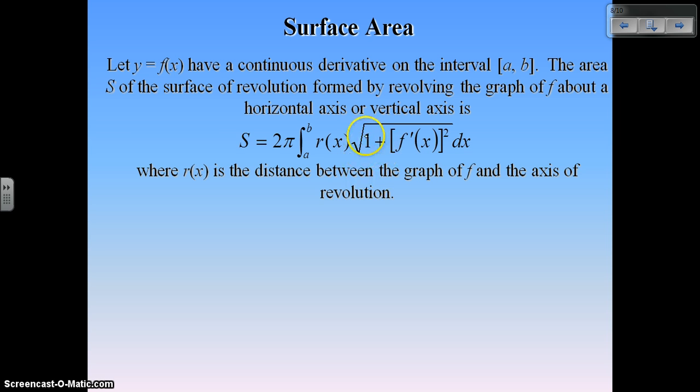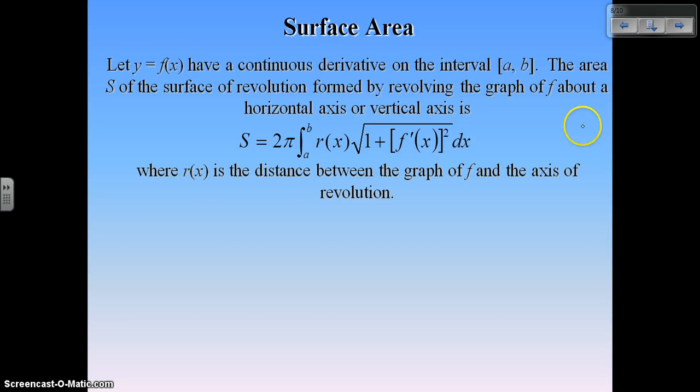I mean, look here. If you look at the formula for surface area, this radical 1 plus f prime of x squared dx, that's the exact formula for the arc length, or for the length of a curve. But it throws in this radius function here, and we'll talk about what that is as we go. And then a 2 pi. Now, basically what this is, it's the formula for the surface area of a cylinder. And you'll see that as we go.